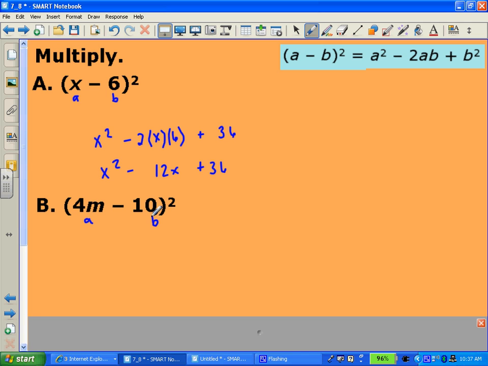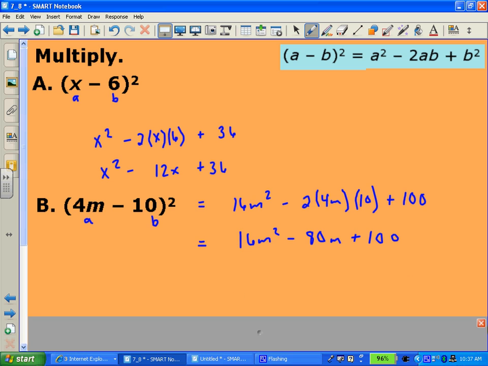Again, this is a, this is b. So a squared would be 16m squared, minus 2 times 4m times 10, and then plus b squared, which would be 100. So that would give me 16m squared minus 80m plus 100.